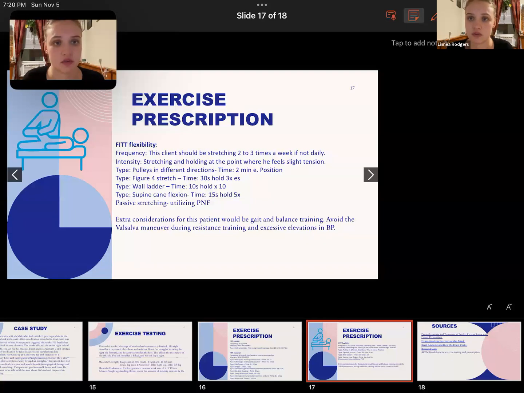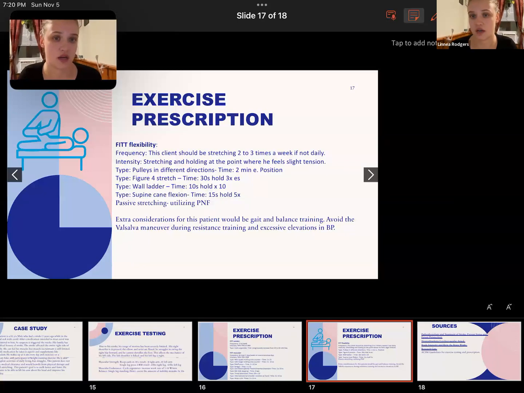and passive stretching would be really good for him utilizing PNF. So extra considerations for this patient would be gait and balance training and to avoid the Valsalva maneuver during resistance training and excessive elevations in blood pressure.